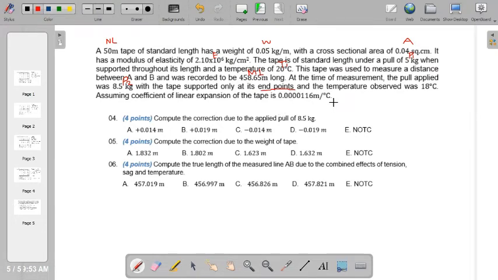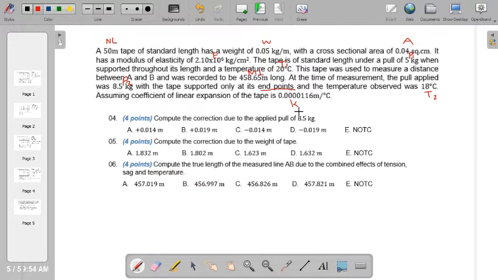And then the temperature observed was 18 degrees Celsius. So this is our T sub 2. Now, assuming coefficient of linear expansion of tape is 0.00000116 meter per degree Celsius. So this is your K value.